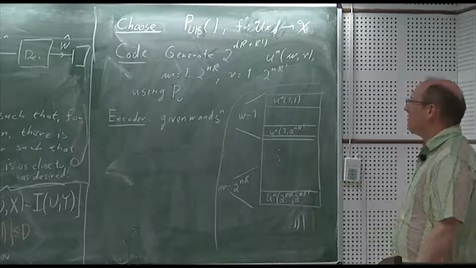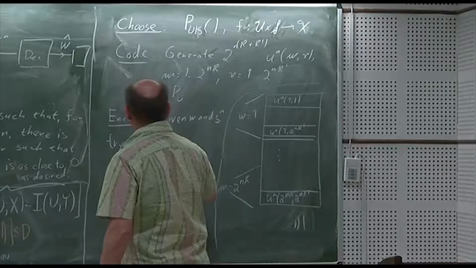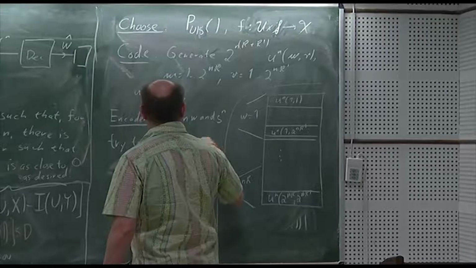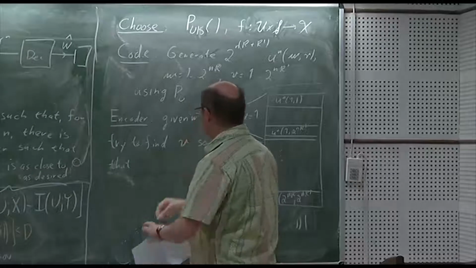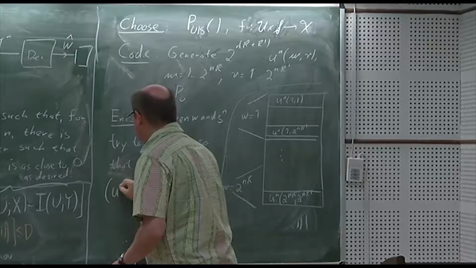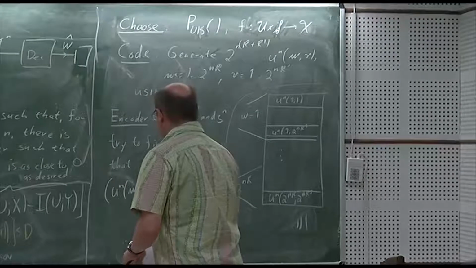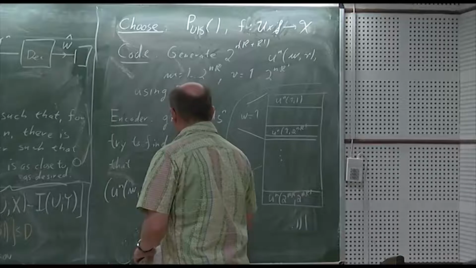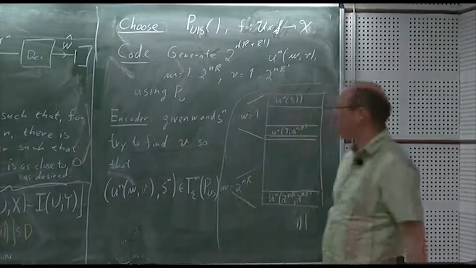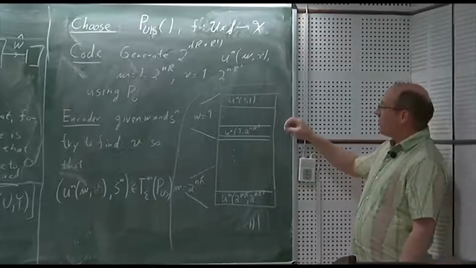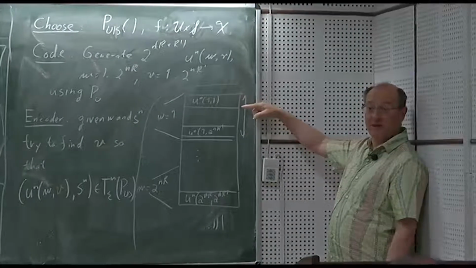So given W and S, try to find V so that U^n(W, V) and S^n are jointly typical, appropriately aligned, U and S. Okay? And of course, I have to make the size of the subset big enough so that happens.